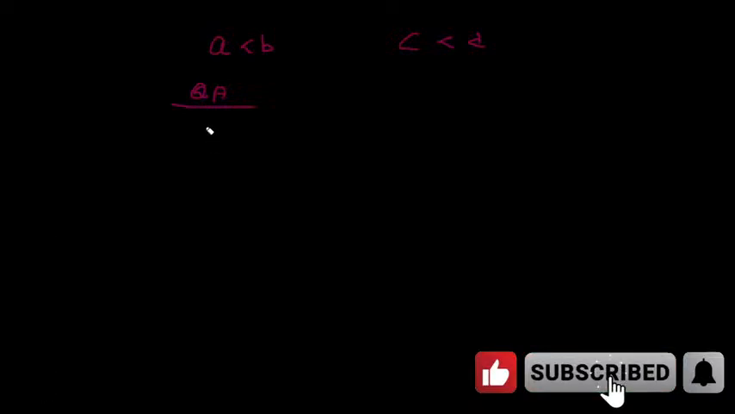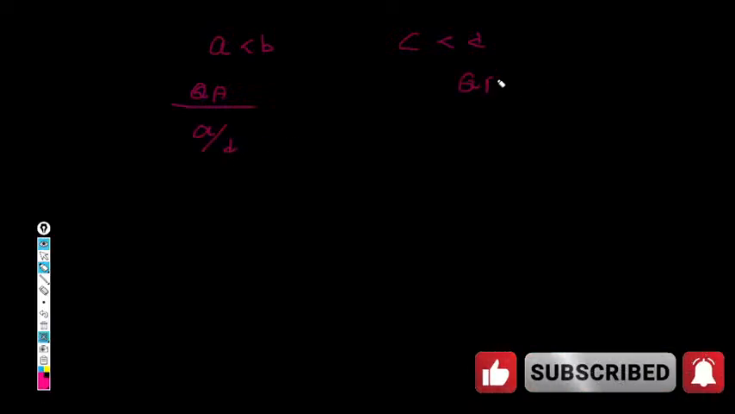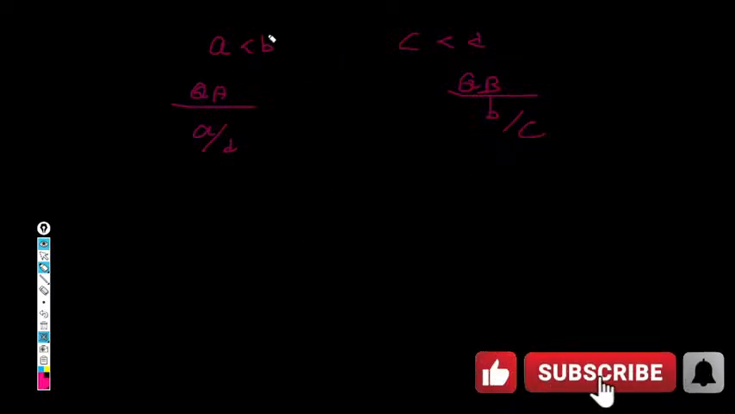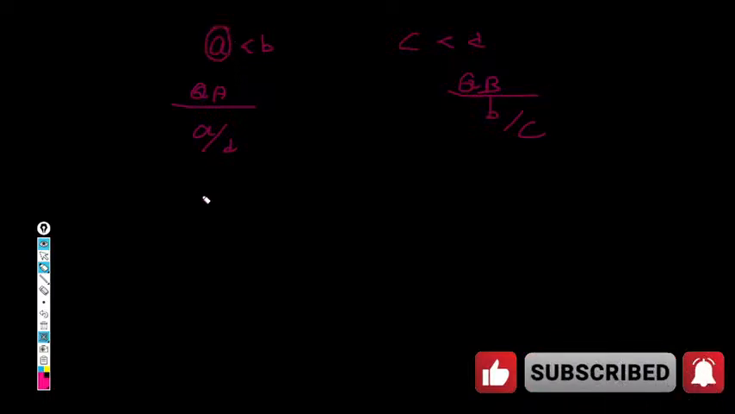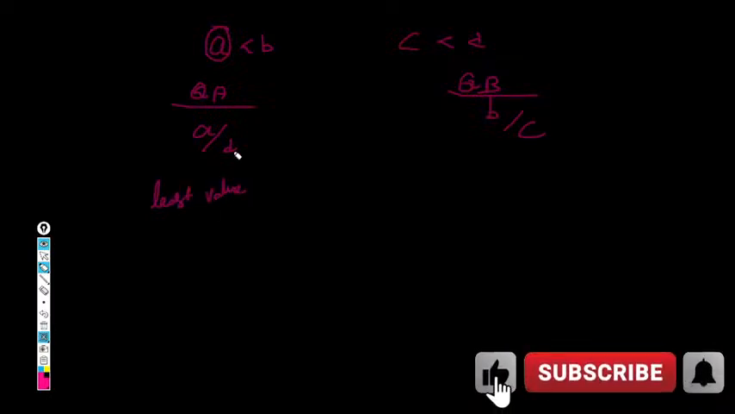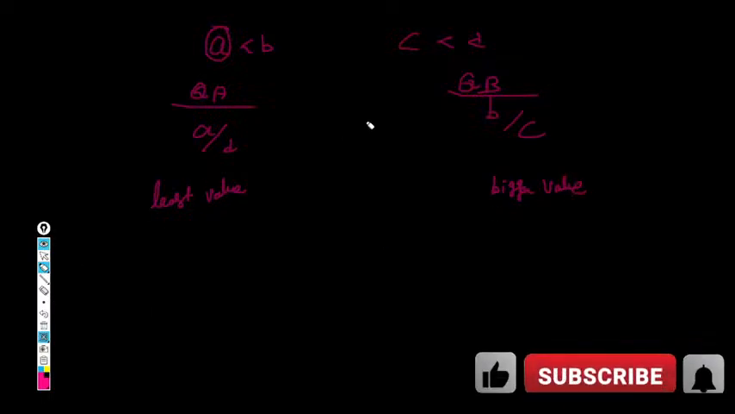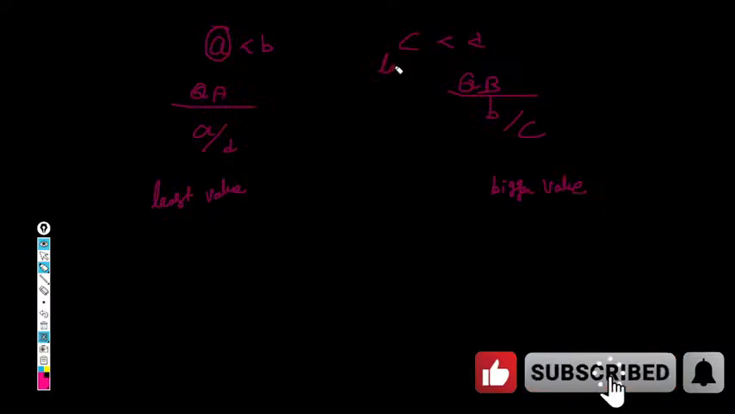So here the question is given like A is less than B, C is less than D. Quantity A is given like A by D. Quantity B is given like B by C. In the comparison of A and B, I know A is the least value and B is the bigger value. In the comparison of C and D, I know C is the lower value and D is the bigger value.